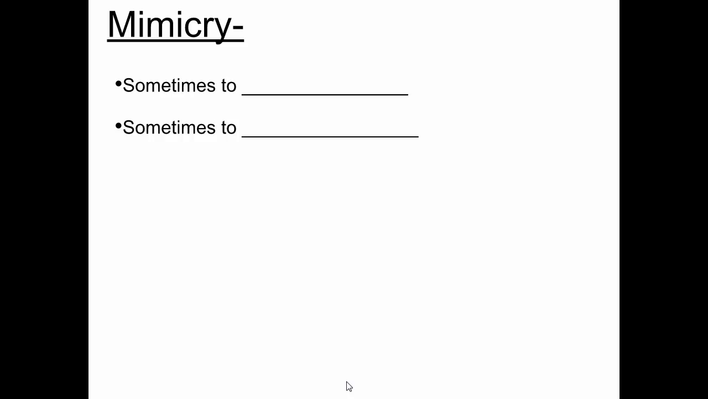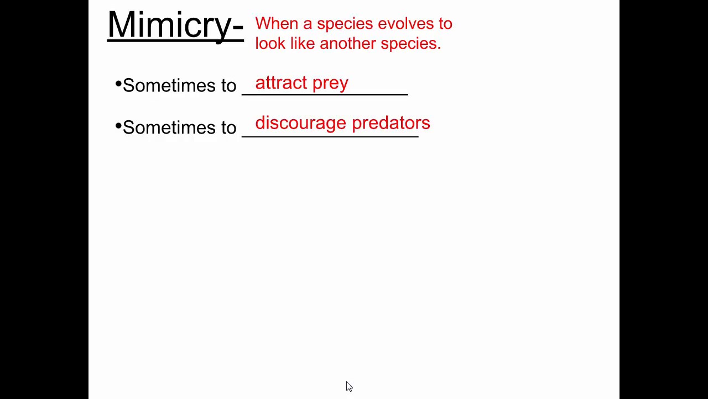Another interesting trait that many species evolved is something called mimicry. If I mimic you, what am I doing? Copying everything you do, the way you stand, how you drink. That's what a mimic means. And so many animals have evolved mimicry, where they've evolved to look like another species. Sometimes they do this to attract prey, sometimes to discourage predators. But I'll show you some neat examples of mimicry.